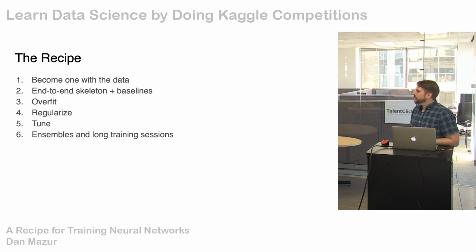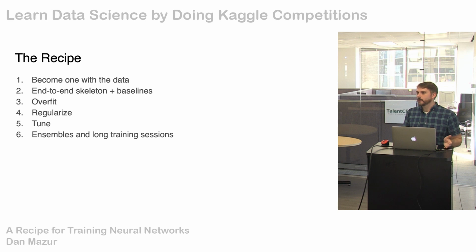Here's the recipe in bullet point form, and then I'll dig into what each of these things means in more detail as we go through. Step one is becoming one with the data. This is just inspecting the data, understanding what quirks it has, finding if there are any quality issues with it. Step two is the end-to-end skeleton and baselines. This means getting a minimum viable product style thing working end-to-end that doesn't have any bells and whistles, and has a really simple model.